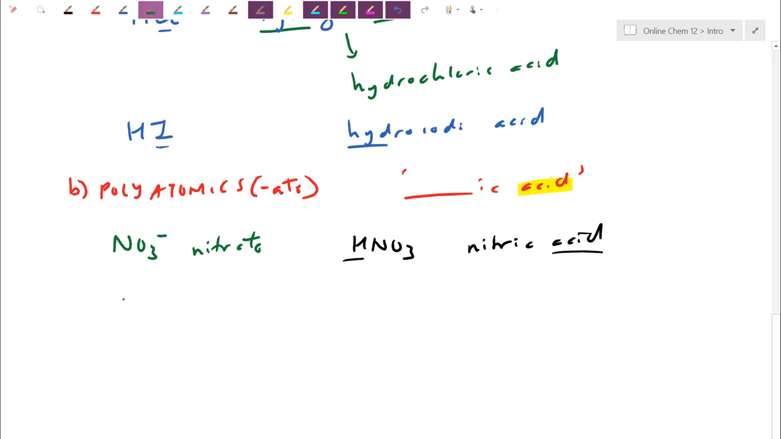Let's do one more here. Let's go SO4 2-. For sulfate, this time it's a 2-, so I would actually need to have two H's to counterbalance it, H2SO4. Yes, I do want to change the ending ATE to ic acid.